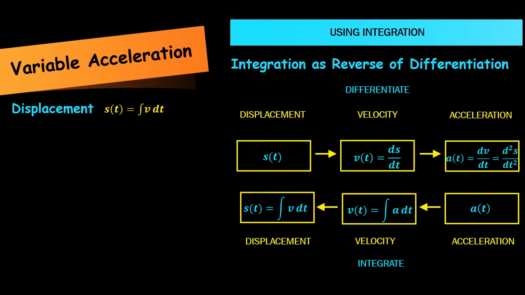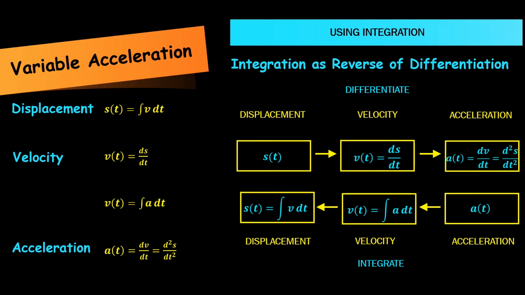So to summarize, s of t equals the integral of v dt, velocity v of t equals ds/dt, or v of t equals integral a dt, and acceleration is dv/dt, which equals d2s/dt squared.